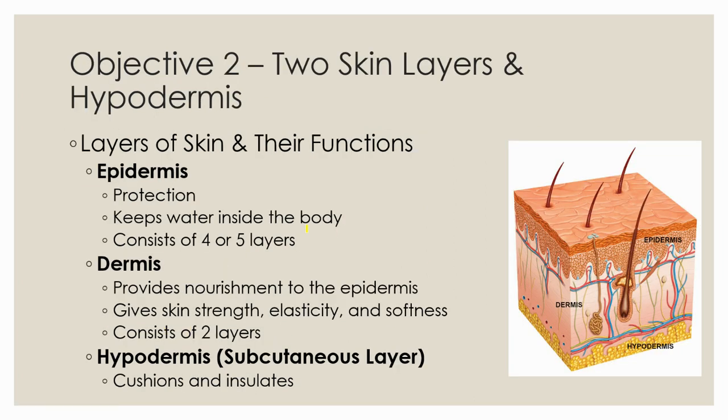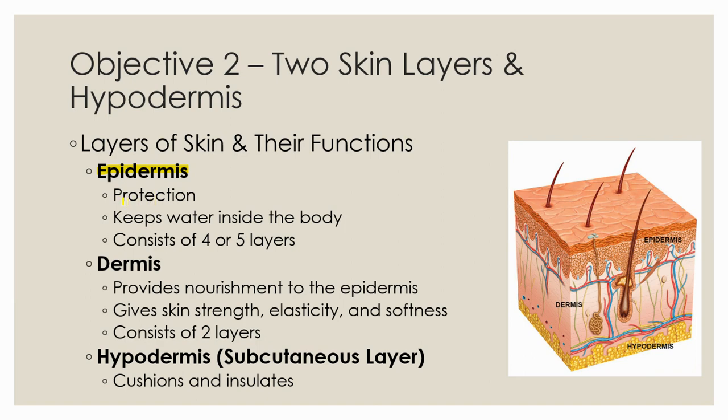All right, objective 2 is just going to be a precursor to objective 3. We're going to look at the two skin layers and the hypodermis and focus on their general functions. Then the next objective is going to go into the specific structure and the layers within the layers. Once again, the epidermis is going to be your outermost superficial layer.